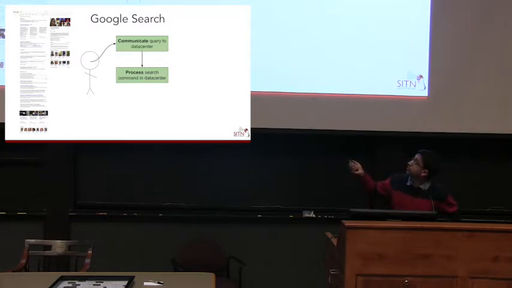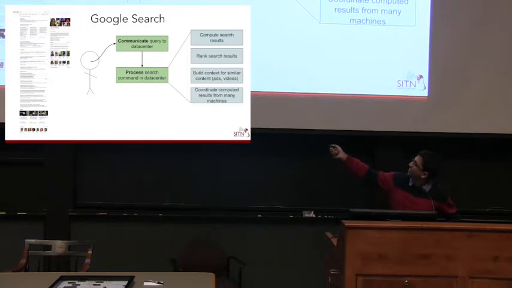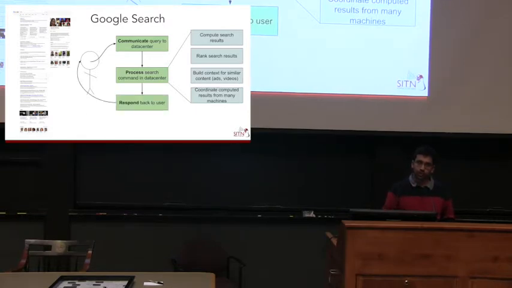The next step is to take the query that we submitted to the data center, and then the data center processes that command. In terms of processing, it's ranking all of the requests, looking up related content, related videos. We're also seeing some of these tasks being done, like ranking the search requests, building context, coordinating across all of these different machines in the data center. And then the final step is returning the results back to us. And this is done, once again, through our 4G networks or through Wi-Fi, however you're connected to the internet.